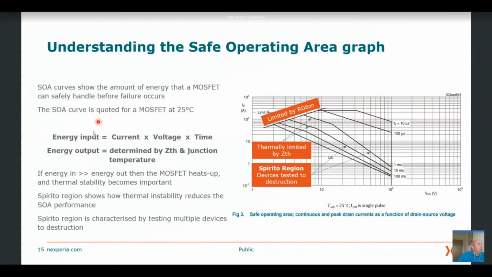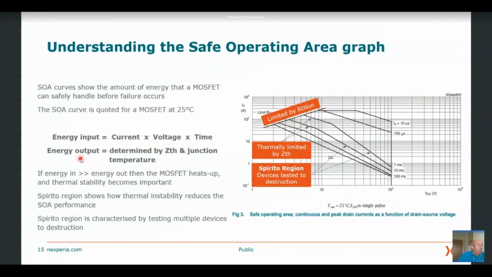If we look at the SOA curve, it's quoted typically for a MOSFET at 25 degrees. If you operate above 25 degrees, then you have to derate this curve. There's quite a complex formula for doing that. You can consider the energy into the MOSFET is the current and the voltage and the time. So you've got these different curves for different time durations. You've got voltage on the x-axis, you've got current on the y-axis. So the energy into the system is current times voltage times time.